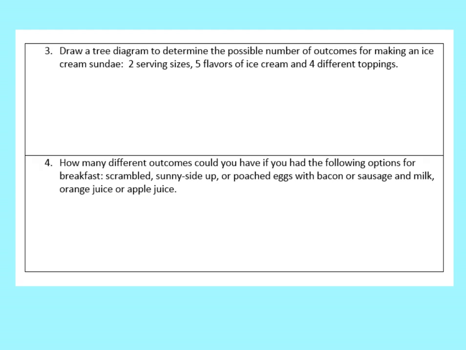Now we already did number 3 together. For number 4, how many different outcomes could you have if you had the following options for breakfast? So no tree diagram here, we're just going to use FCP again. So you have the choice of scrambled, sunny side up, or poached eggs. So that's 3 different types of eggs. And then you have the choice of bacon or sausage. So that's 2 different types of meat.